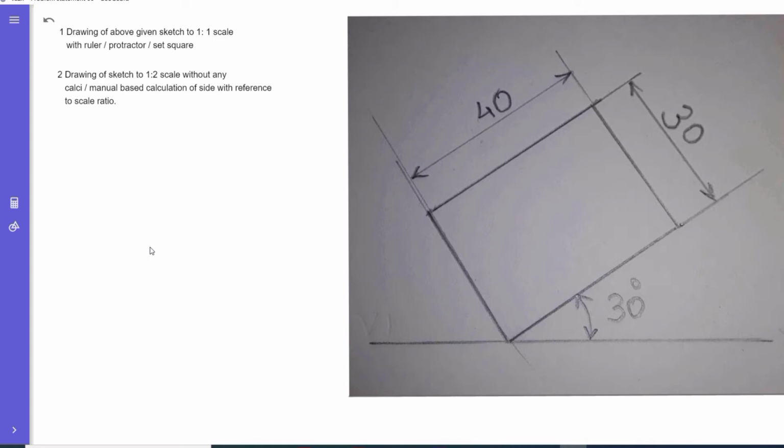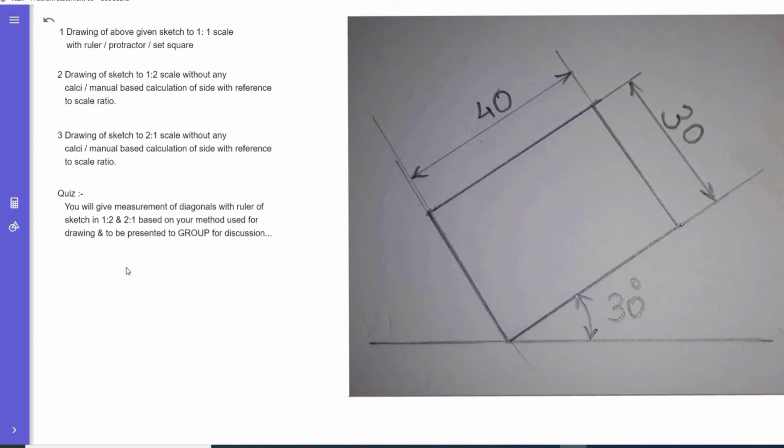Draw the same figure at 1:2 scale, basically at half the size. Draw the same figure at 2:1 scale, basically draw it at twice the size. Draw and measure the diagonals in all the cases. Now the conditions are only geometrical rules and normal instruments need to be used. Each and every point and line needs to be constructed geometrically.